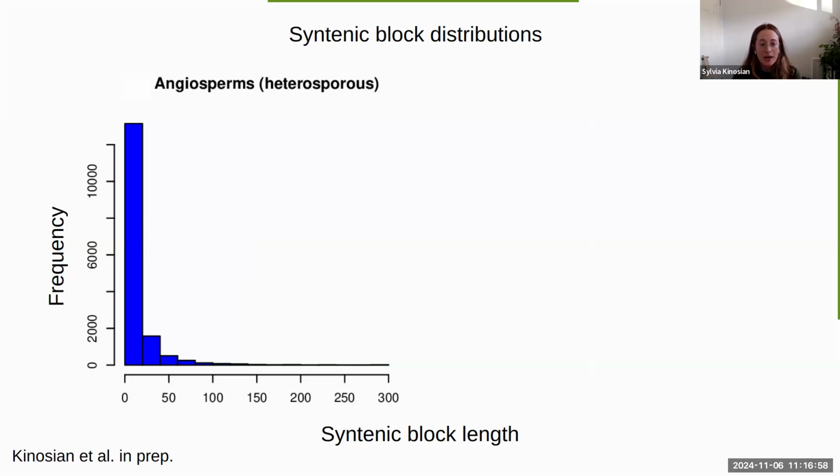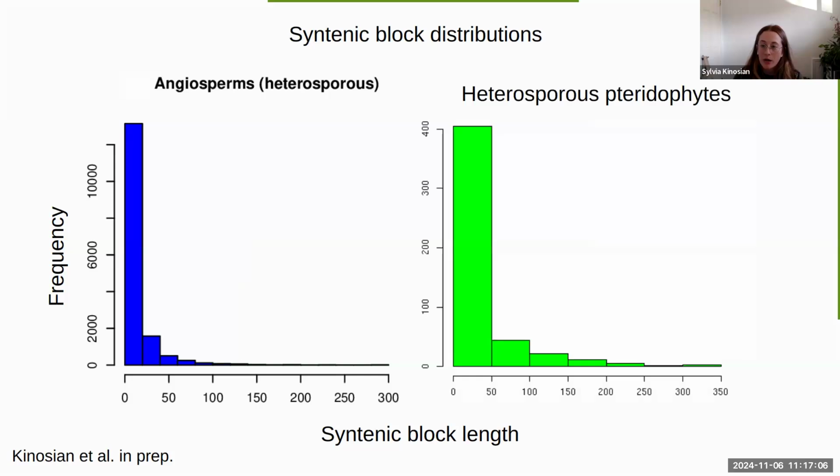And so angiosperms have a lot of really small syntenic blocks, which makes sense because we know that they downsize really quickly over time. So now I'm going to show you the same for heterosporous pteridophytes. And perhaps unsurprisingly, we're seeing a really similar pattern here of a lot of small syntenic blocks, indicating that these genomes have downsized rather rapidly and broken up quite a bit since their last polyploidization event.